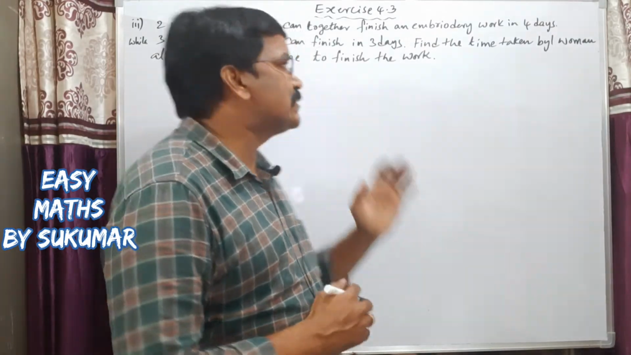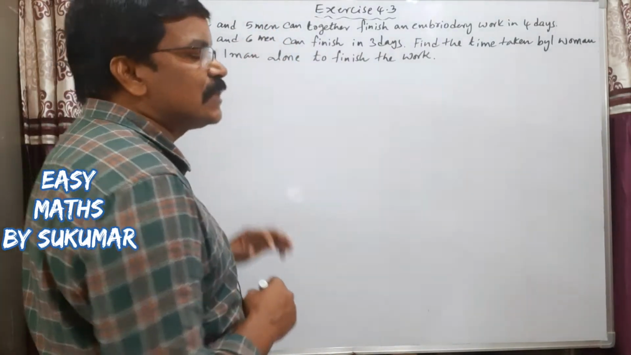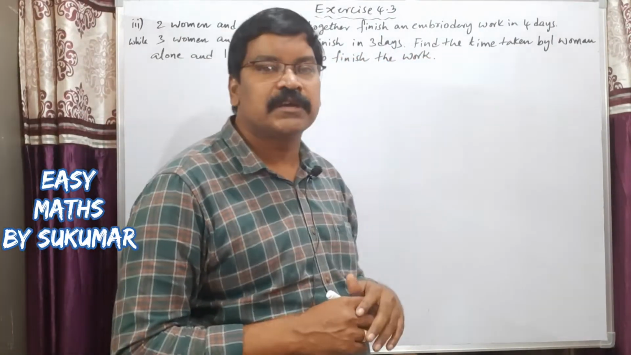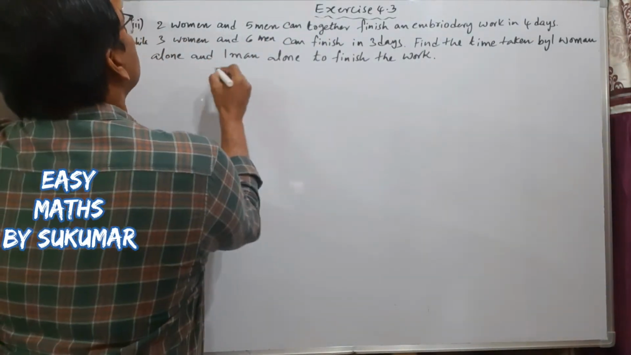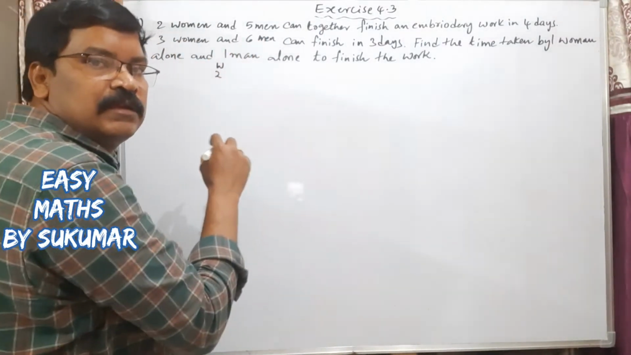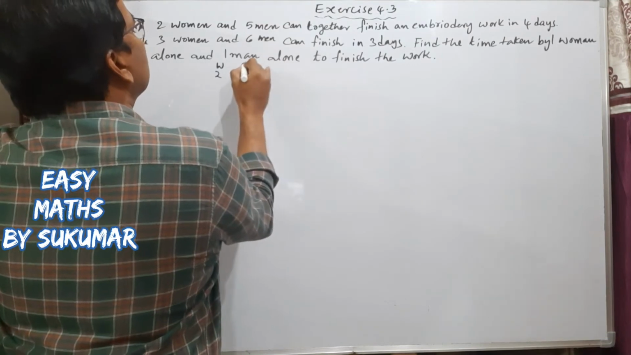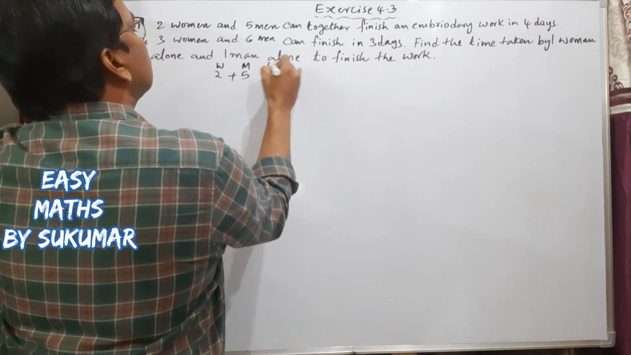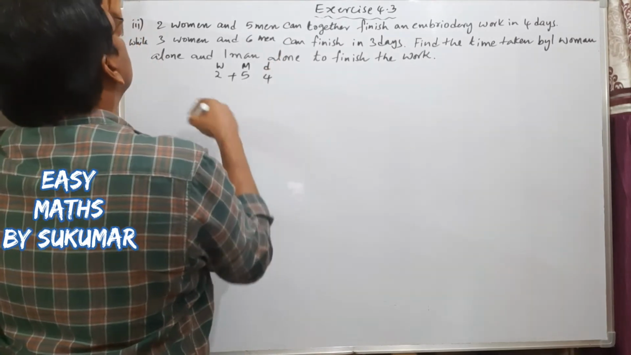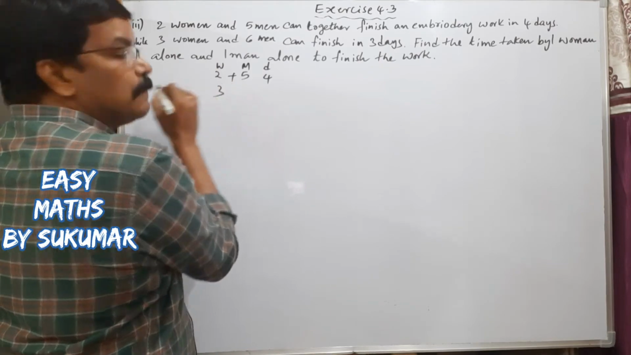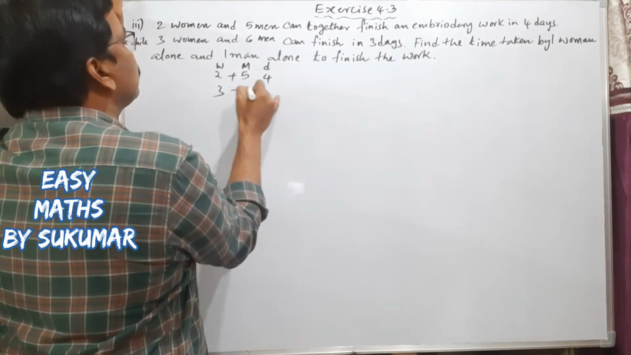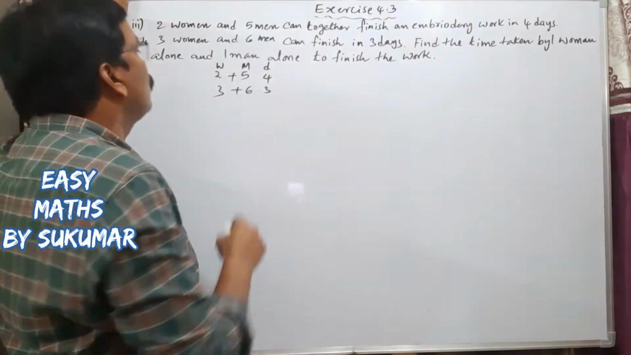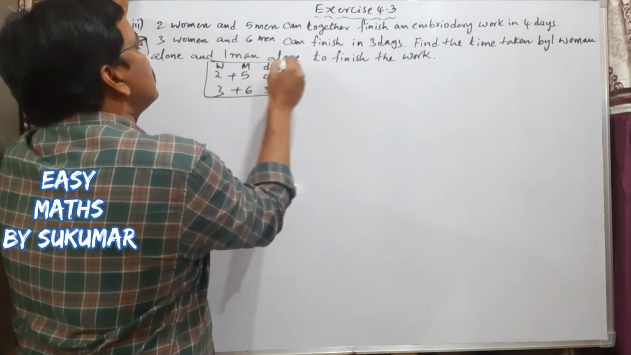Last question in this exercise. The question is like this. 2 women and 5 men can together finish an embroidery work in 4 days. Okay, that means 2 women and 5 men can finish an embroidery work in how many days? 4 days. While 3 women and 6 men can finish in 3 days. Just they finish in 3 days. Okay. So this is the case here.